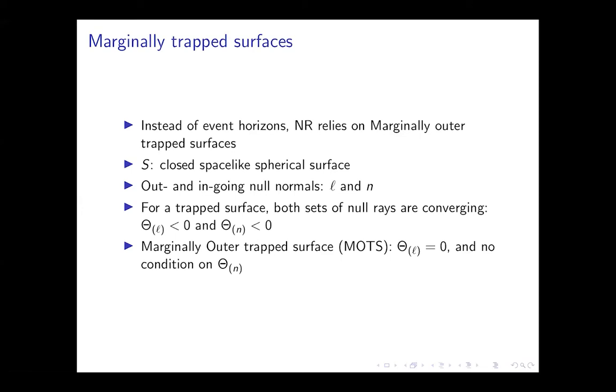So in the case of the outgoing expansion, which is theta_L, I'm assuming the notation that L is the outgoing null normal and N is the ingoing null normal. For a trapped surface, both of the expansions, which tell you the rate at which the null geodesics along L and N are expanding or converging, are negative. And the important condition for us is that the outgoing expansion, theta_L, has to be zero. That is the surface that we're looking for here.